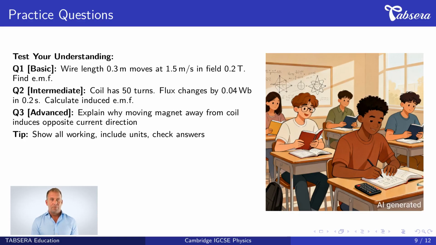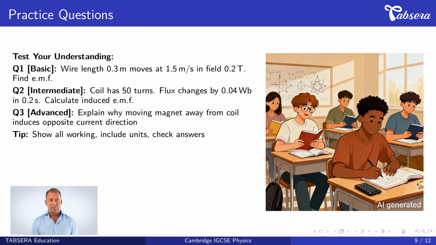Now practice what you've learned with these three questions. Question 1 is basic level. It asks, a wire of length 0.3 meters moves at 1.5 meters per second in a magnetic field of 0.2 Tesla. Find the induced EMF. Question 2 is intermediate. It states, a coil has 50 turns. The magnetic flux changes by 0.04 Webers in 0.2 seconds. Calculate the induced EMF. This requires you to apply Faraday's law with multiple turns.